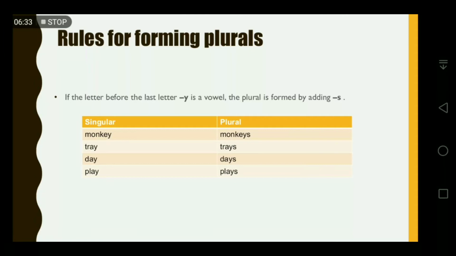Then, if the letter before the last letter y is a vowel, the plural is formed by adding s, like monkey, monkeys. In monkey, the last letter is y, but before the y there is a vowel e. So in that case, we add only s to change singular to plural, like monkey, monkeys, tray, trays, day, days, play, plays. Clear?